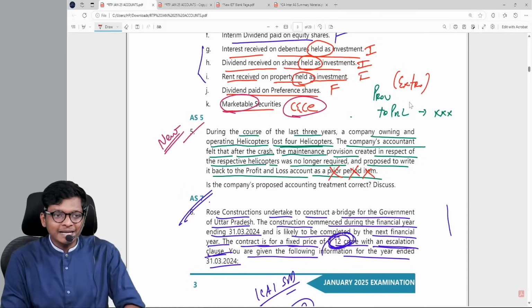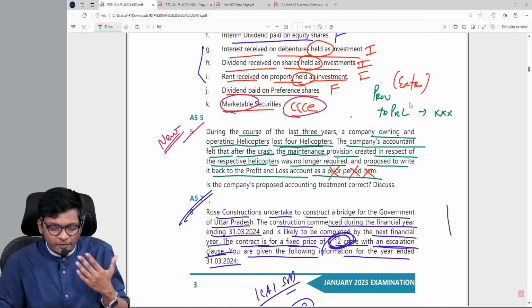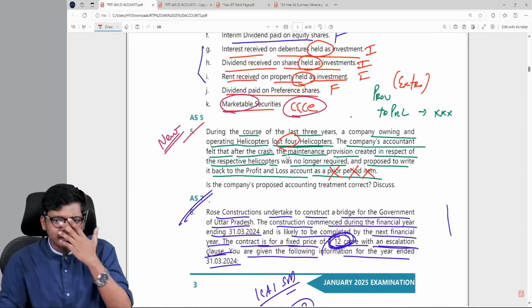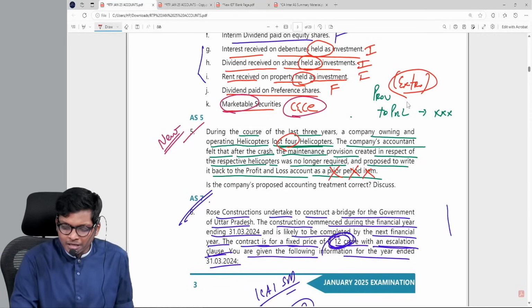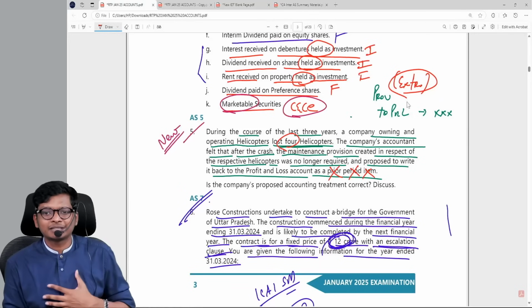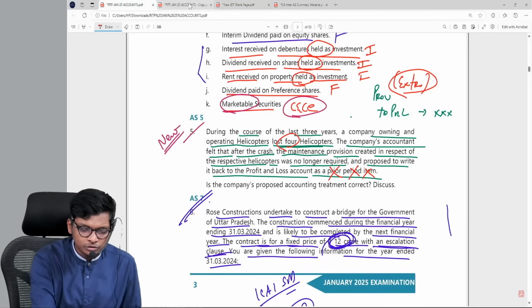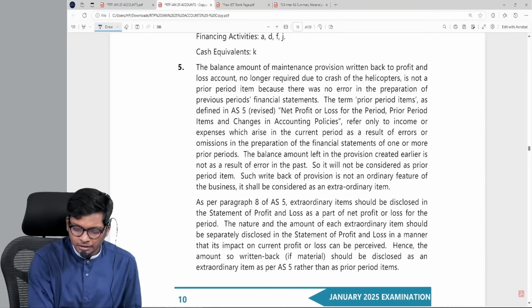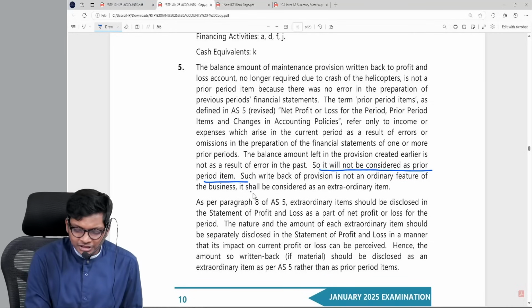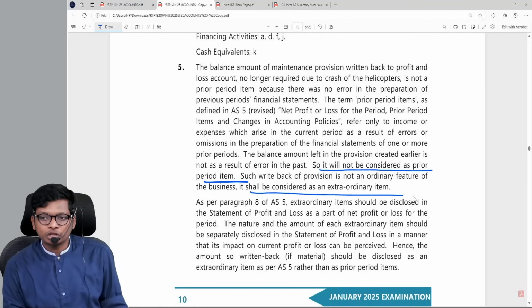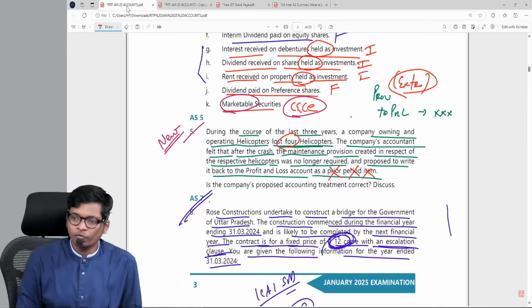Because an extraordinary item will not happen every year. You think four helicopters crashing for a company is a once in a lifetime event? So it's an extraordinary item, income on the credit side. That's it. Are you following? That's what the standard also says. The fifth one says it will not be considered as a prior period item, but it shall be considered as an extraordinary item. That's it. Are you following, guys?